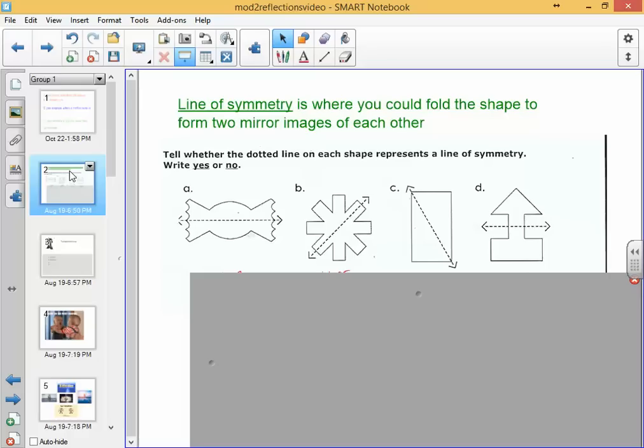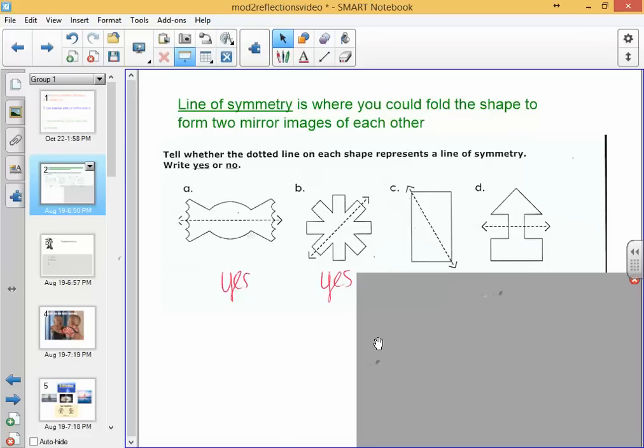So I'd like you to look at these examples and tell whether the dotted line on each shape represents a line of symmetry, right? Yes or no. So if I was to look at A and I folded the figure on this line, would I get a mirror image? Would the two sides land on top of each other? The answer is yes, it is a line of symmetry. If I looked at B and I wanted to fold on this dotted line, would the two sides land on top of each other? The answer is yes.